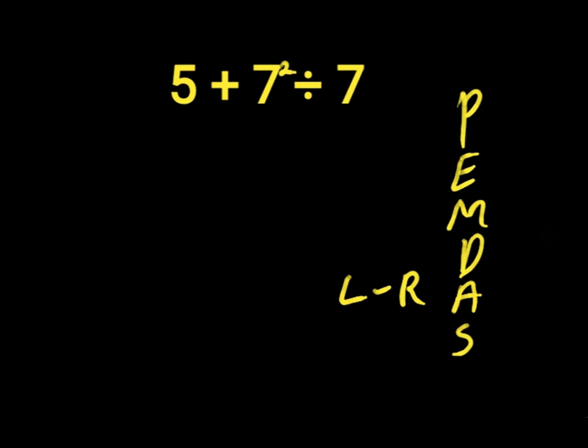First of all, we solve our exponent, which is 7 to the power of 2. So 7 times 7 will give us 49. And we have 5 plus 49 divided by 7. So we solve our division first before addition because it comes first in PEMDAS. So 49 divided by 7 will give us 7.